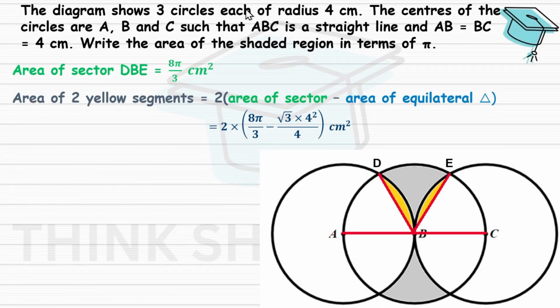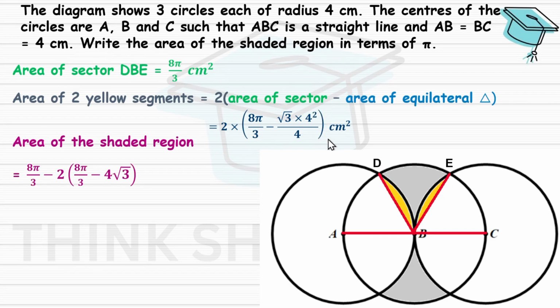And now the tough part is already done. We are just a few calculations away from the final answer. So the area of one such shaded region will be the area of the sector minus the area of these two yellow segments, right? So 8 pi by 3 minus this portion. Now we have two such shaded regions. So the total area of the shaded region becomes 2 times this expression.